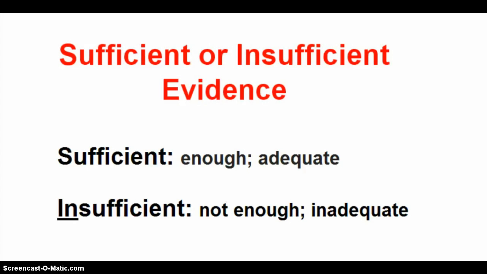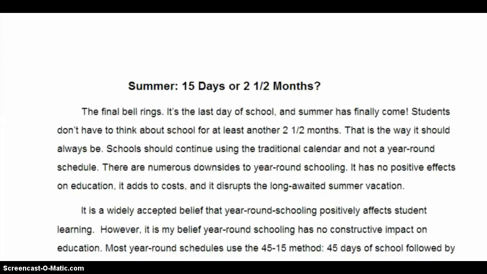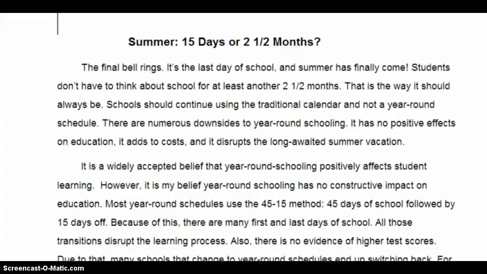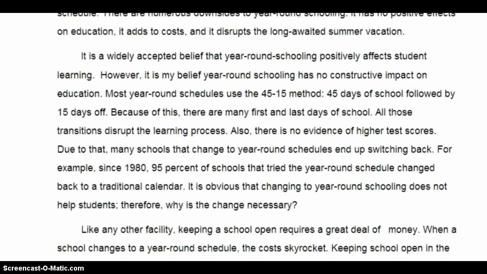For this video, we are going to be looking at the year-round school article, "Summer: 15 Days or 2.5 Months." So if you could pause the video and get that out if you haven't already, you can either open that in a new tab or you can have a hard copy in front of you. In this paper, I want you to look at the second paragraph, so not the opening paragraph, but the second one, that starts, "It is a widely accepted belief that year-round schooling positively affects student learning."